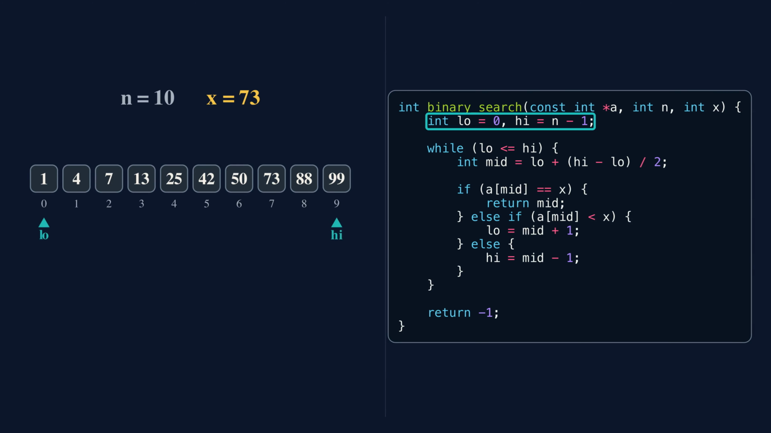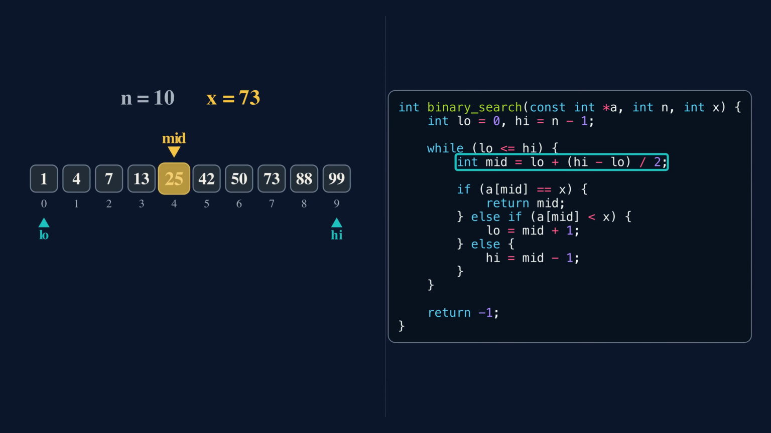We start with 2 markers. Low sits at the first index, 0. High sits at the last one, 9. Right now, the whole array is still in play. The loop keeps going as long as low hasn't passed high. That equals sign matters. When they land on the same spot, there's still one cell left to check.